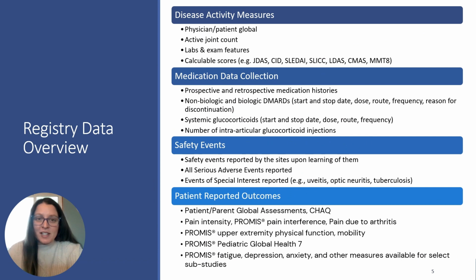This slide represents a more in-depth look at data collected by registry sites. The registry collects disease activity measures, including physician and patient global assessments, active joint counts, and various calculable scores. The registry captures medication data, including prospective and retrospective medication histories, non-biologic and biologic DMARDs, and systemic glucocorticoids. Additionally, the registry collects data on safety events, including serious adverse events and events of special interest like uveitis. The registry also prioritizes the patient perspective through the collection of patient-reported outcomes, including patient and parent global assessments, pain measures, and other crucial metrics.